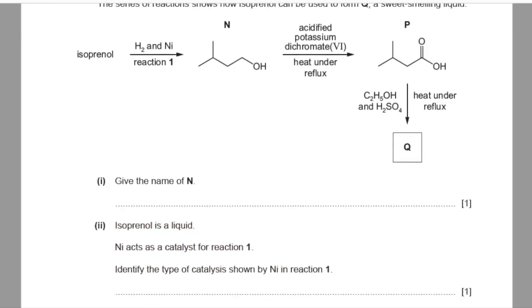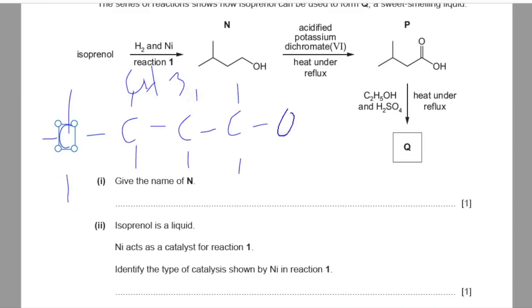Give the name of N. First of all, I'll show you the structural formula of N. It's CH3C, and has a branched methyl group. I'll start numbering my largest carbon chain from the right side of the structure, since it gives the least number to the carbon atom which has the hydroxyl group attached to it.